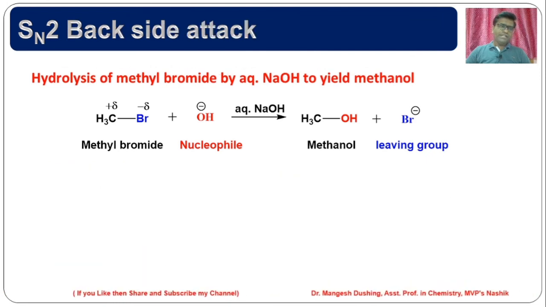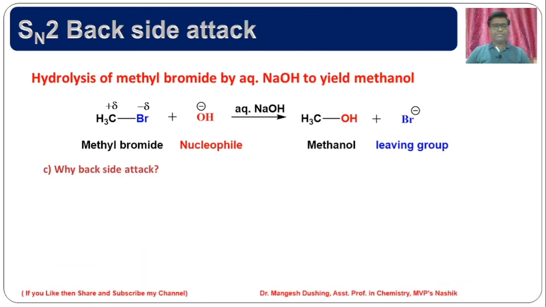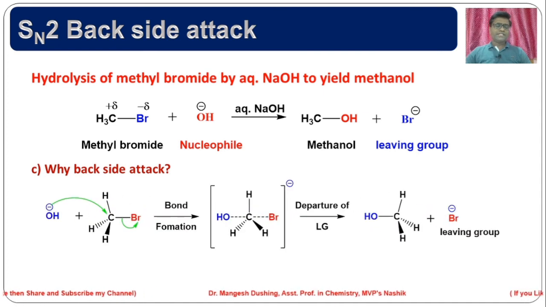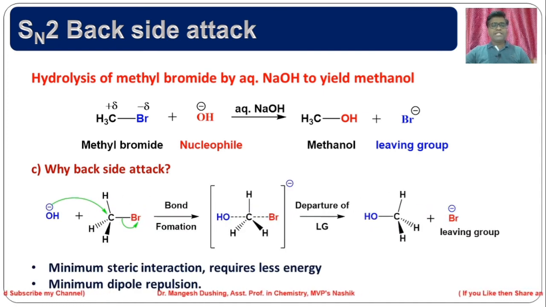Now we will see why there is a backside attack. So the first thing is that minimum steric hindrance requires less energy, as the atomic size of oxygen and the atomic size of Br are both bigger. So if OH comes from the front side, there is a lot of steric hindrance between Br and oxygen. If OH comes from the back side, the hydrogen atomic size is very small, so there will be less steric hindrance. Second factor is minimum dipole repulsion.